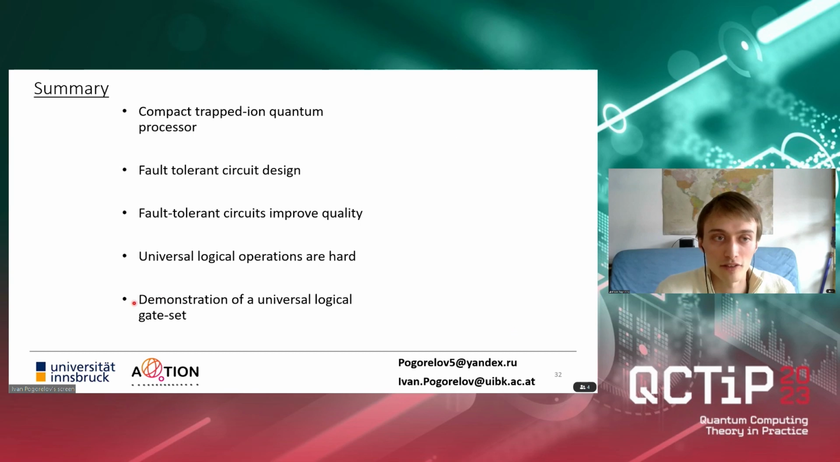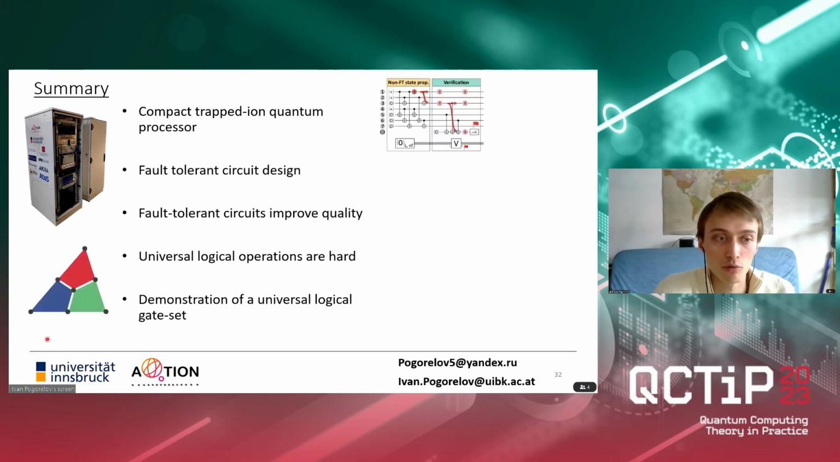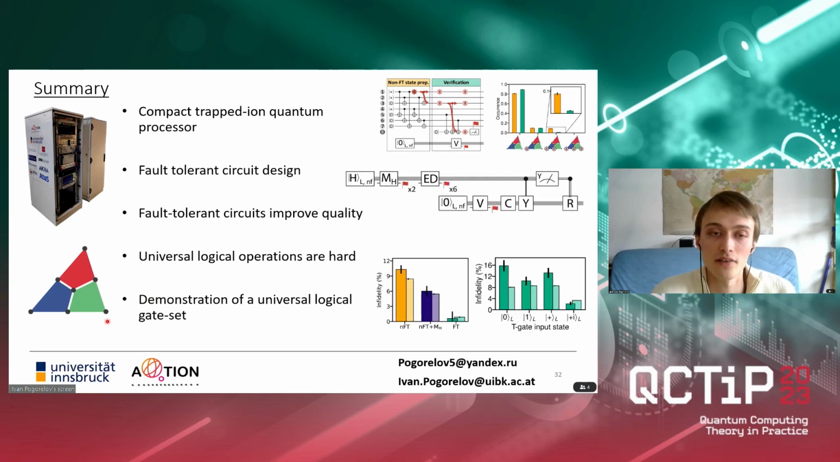Just to give a brief summary, I showed you our new setup for trapped ion quantum computing, which is sitting in these 19-inch racks, and it's quite compact, remotely accessible, modular, and so on. So we worked with 7-qubit color code, and we had 2 logical qubits where we showed universal gate set, and we also demonstrated that fault-tolerant circuit design substantially improves quality of the states and boosts fidelities.